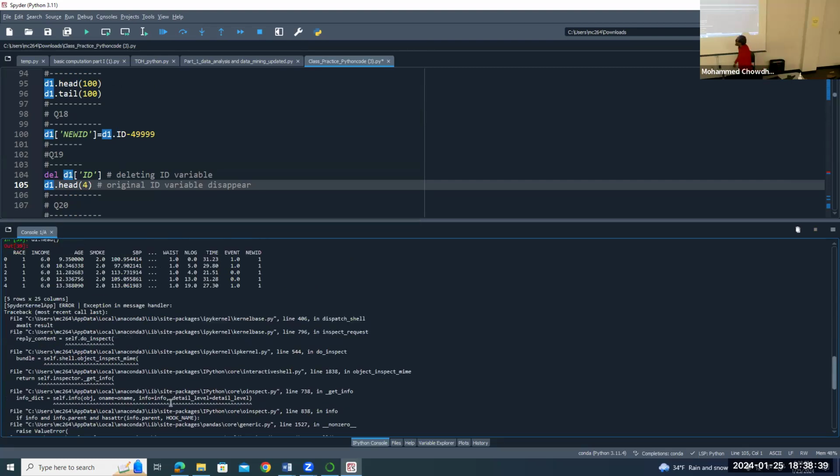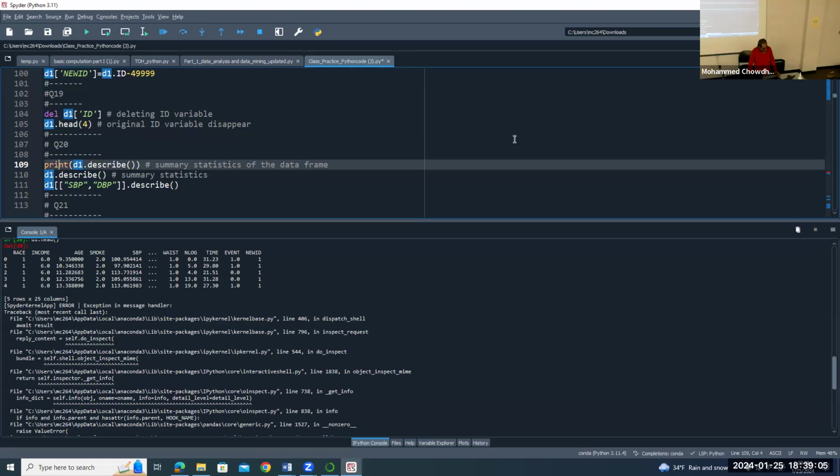Are you seeing the ID variable in there? No ID variable, right? Now I have this new ID. Now this data I can give to the person. Understand, right? The ID variable has been deleted. Now this data I can give to the person. Online people, are you understanding? Yes.